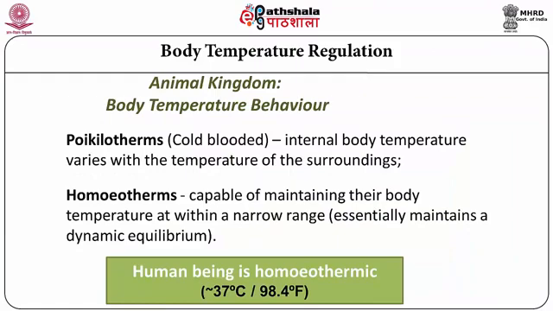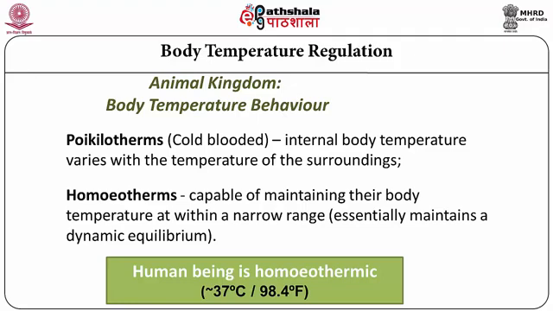Often you know that we call cold-blooded animals poikilotherms. Cold-blooded animals are essentially those where the internal temperature gets influenced by the temperature of the surroundings. That means some reptiles, depending upon the temperature conditions of the environment, gain heat or lose heat. Whereas human beings and other animals are called warm-blooded animals. That means they maintain a certain body temperature within a narrow range. A human being is essentially a homeothermic animal maintaining body temperature at around 37 degrees centigrade.